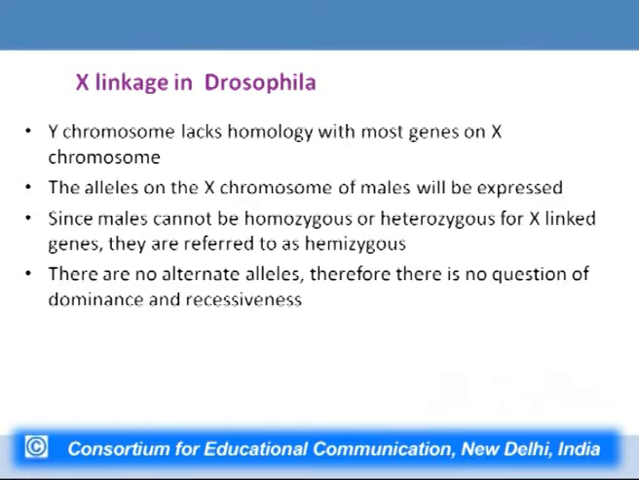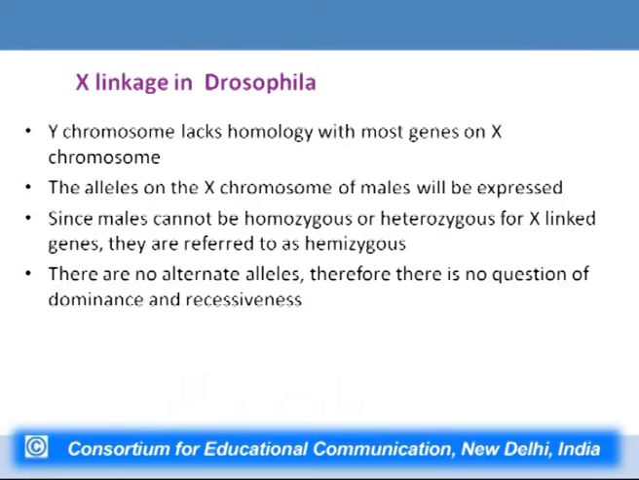In Drosophila, the Y chromosome lacks homology with most genes on the X chromosome, as is the case in humans. The alleles on the X chromosome of males will always be expressed, because there is only 1 copy of the X chromosome. Since males cannot be homozygous or heterozygous for X-linked genes, they are referred to as hemizygous, which is again similar to humans, where males are also referred to as hemizygous. There are no alternate alleles for males. Therefore, there is no question of dominance and recessiveness in males for genes which are present on the X chromosome and which do not have any counterpart on the Y chromosome.